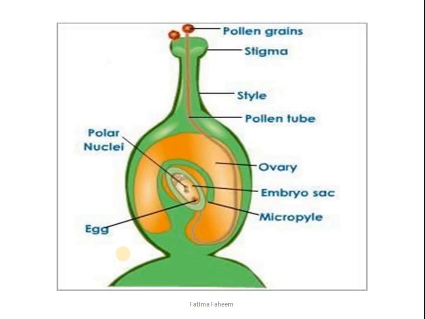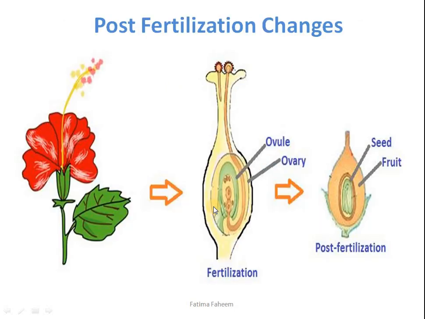Here in this diagram also, I have tried to show you the same things. Pollen grains are landing on the stigma, going all the way from the style to the embryo sac in the ovary, going into the ovule to let the male gametes fuse with the female gametes. This entrance of the pollen tube is through this hole called micropyle. Again, post-fertilization changes are very important to know.